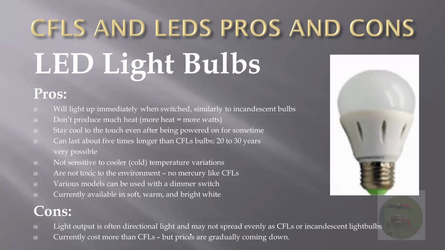LED light bulbs, which I didn't mention previously, have what you call light emitting diodes, thus the name LED, whereas compact fluorescent light bulbs have mercury. LED light bulbs are not sensitive to cooler temperature variations. LED light bulbs are not toxic to the environment. No mercury like CFL light bulbs.